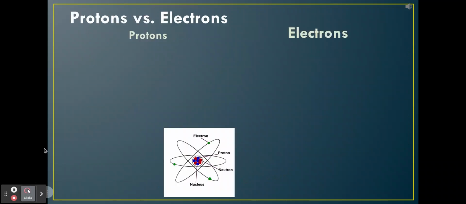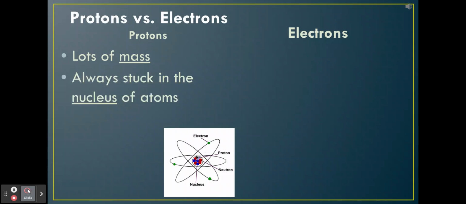While neutrons are important, for our purposes, we really only care about protons and electrons. These are the things that are going to help us to understand electricity. So first, we've got our protons. Protons have a lot of mass, and by a lot of mass, I really don't mean a lot of mass, but compared to the electrons, they have a lot of mass. They are always stuck in the nucleus of the atoms. Nucleus means the center.